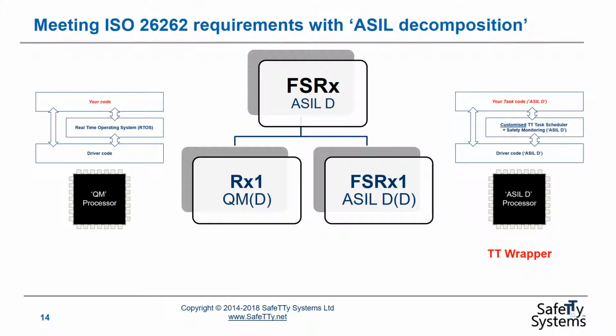The alternative that we employ involves use of what's known as a TT wrapper. I'll say a little bit more about that in the next few slides, but essentially this is a very simple monitoring element, usually implemented on a separate processor, that's used in combination with your QM components in your system.